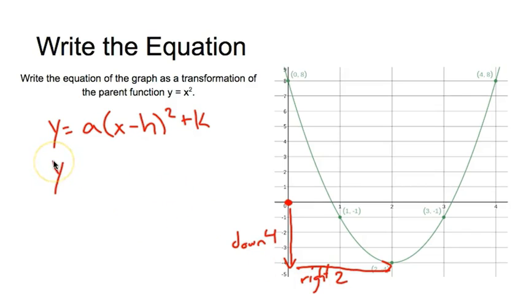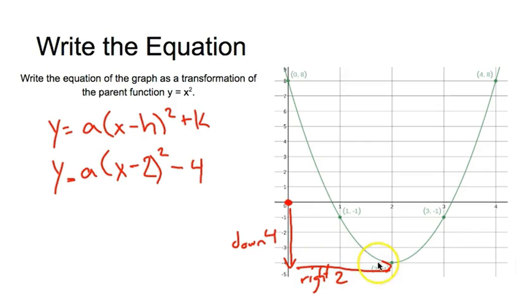So when we go to write this, we know that if I am moving to the right, I'm going to have x minus that many spaces, so x minus 2 squared. And if I'm moving down, my k value has to be subtracted away from things. And so it's going to look like this. Y equals a times x minus 2 squared minus 4. So now I have adjusted how the vertex is shifted.